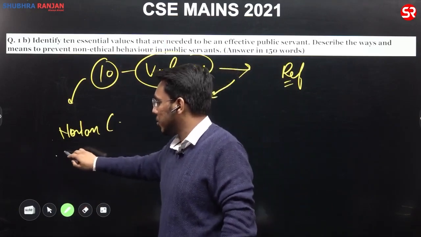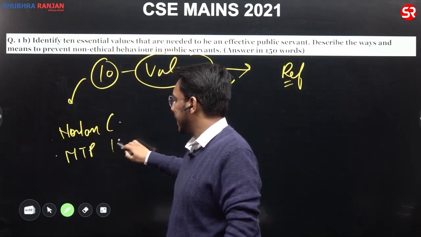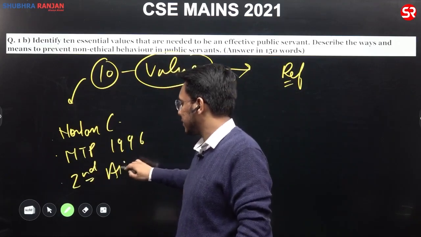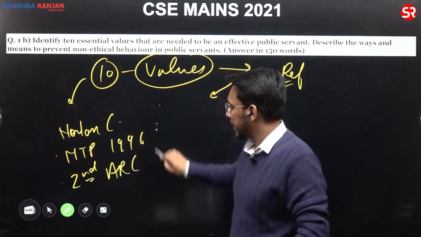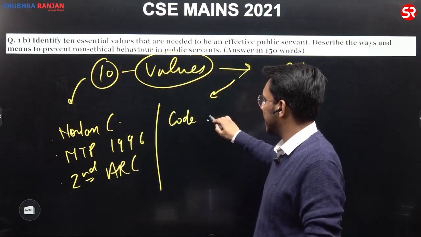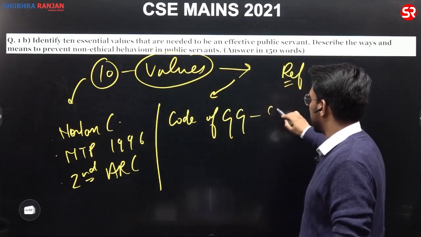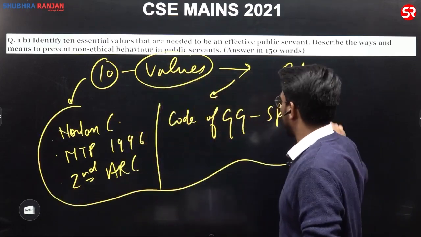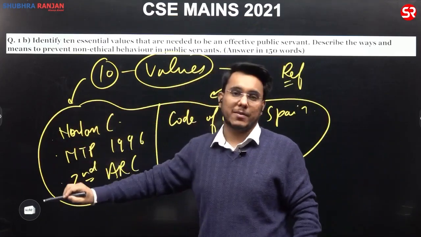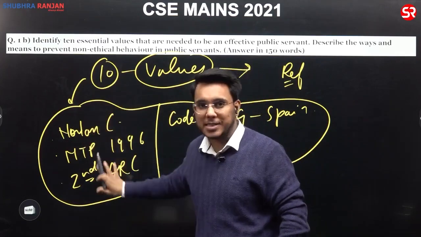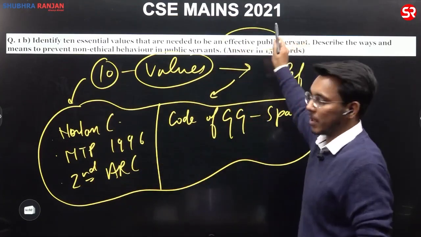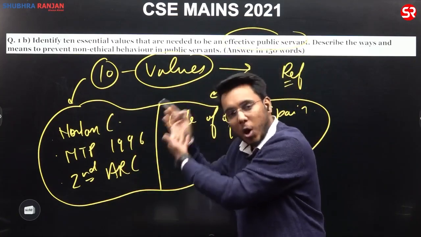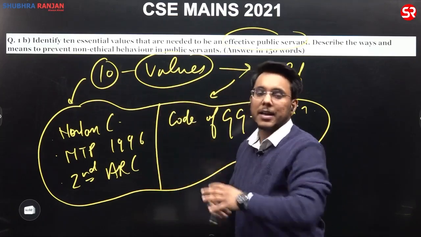You can give the reference of the National Training Policy of 1996. You can give the reference of the second ARC. Fine. Then you can give the reference of the Code of Good Governance of Spain. All these are some of the references which talked about the most desirable values. सबने बात करी है the most desirable values to be an effective public servant. Is it clear? Now it is not needed that all the values which they have talked about, you have to write. Just you can give their reference here.